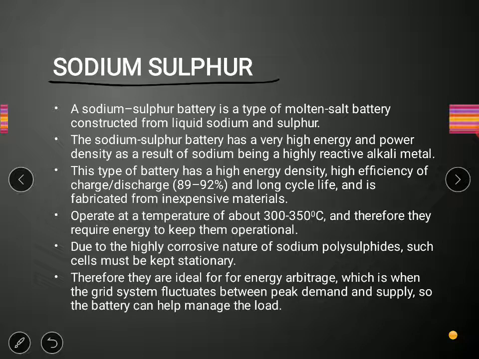Now we know that with sodium sulfur, we are basically talking about a salt. A sodium sulfur battery is a type of molten salt battery constructed from liquid sodium and sulfur. It has a very high energy and power density. Now if I give you a question on stating the difference table, you have to look into these points separately and try to understand the basic difference between these 4 or 5 kinds of battery that I am discussing.